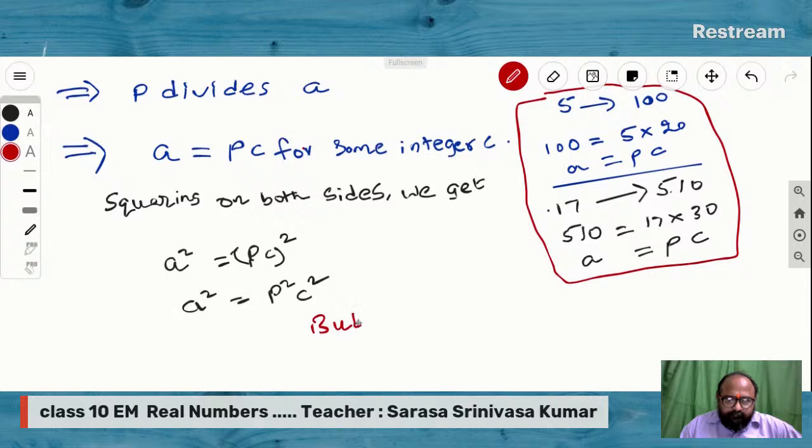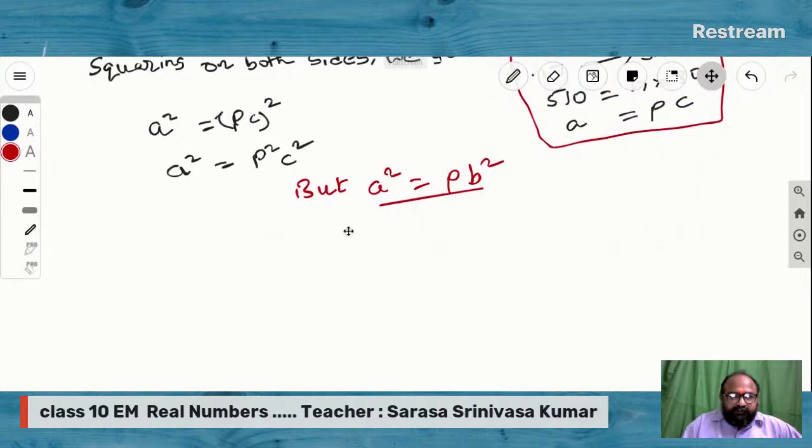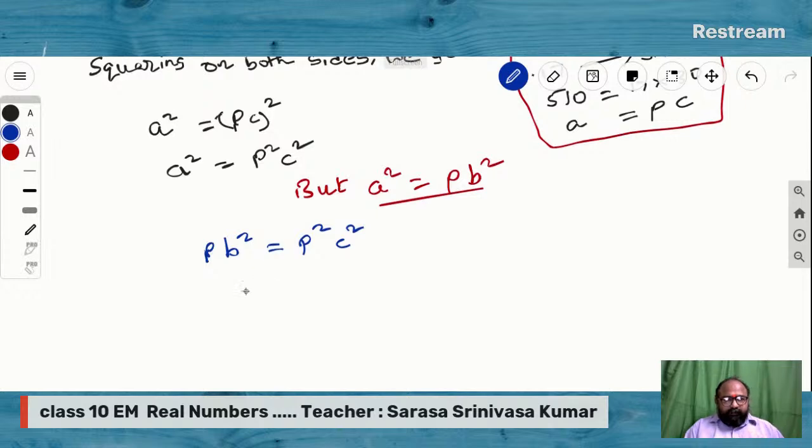But A square equal to PB square, so we have the result in the starting. So from this, in place of A square, I can write PB square. PB square equal to P square C square. So on left cancellation, we get B square equal to PC square.